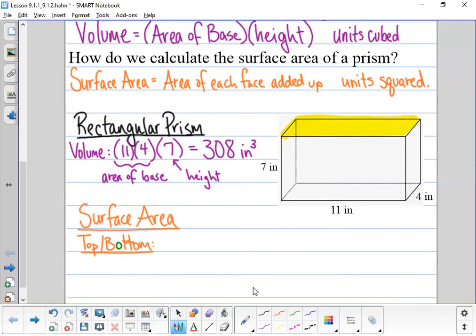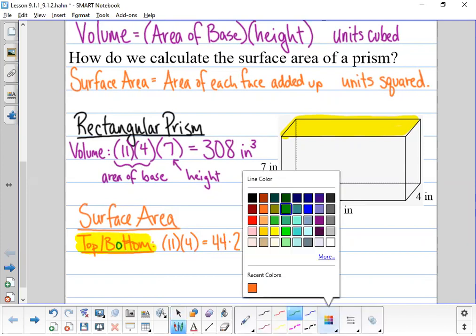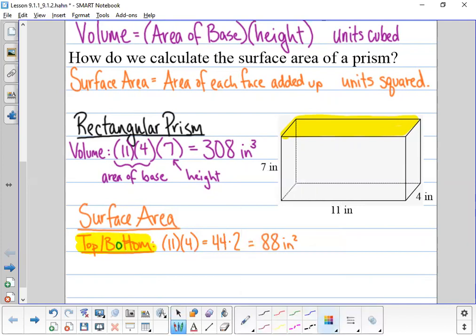Okay, so my top and my bottom are going to be that 11 times 4. The area is 11 times 4. So that would be 44. And then since there are 2 of them, I'm going to multiply that by 2 to get a total of 88. And since we're talking areas, it's going to be square inches. So that is going to be what I have highlighted in yellow.